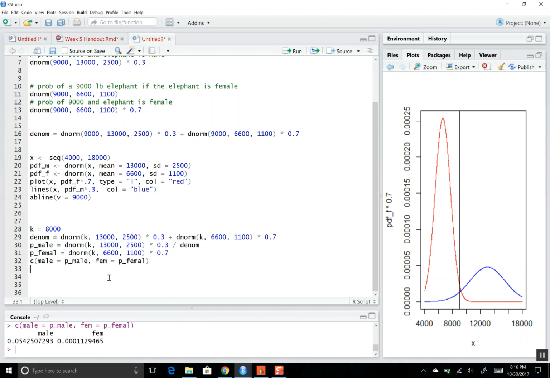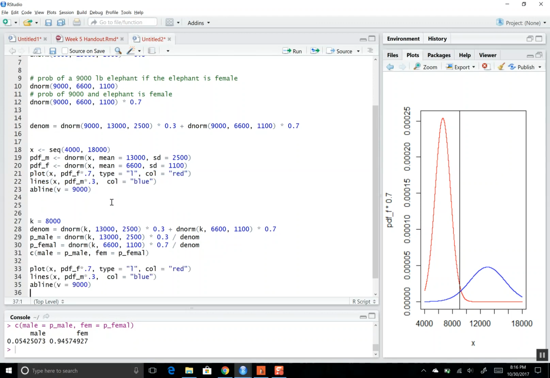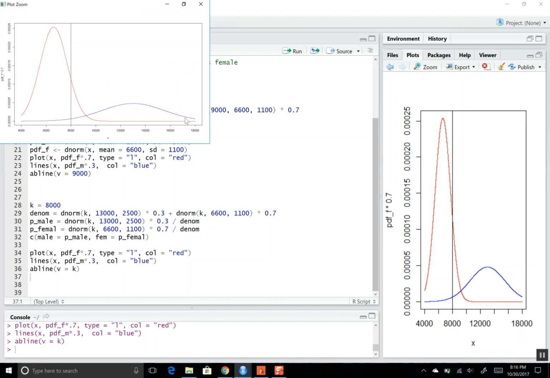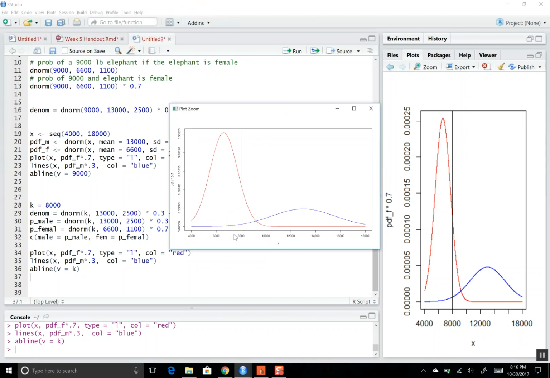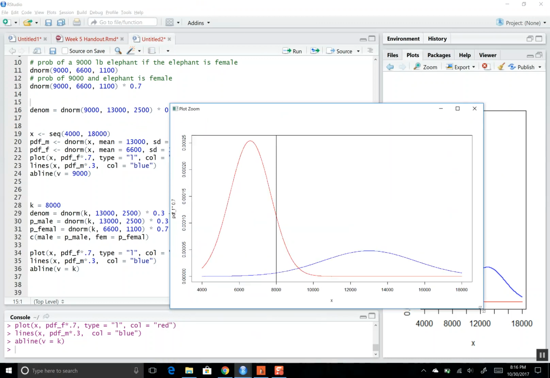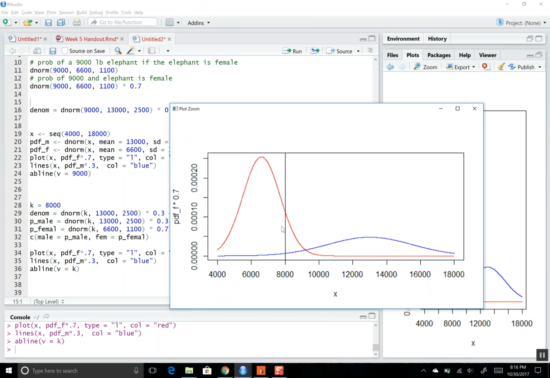okay, and so now, did I do something? Oh, I was wondering what happened there. Okay. Okay, so now if I stick in abline v equal to k here, yeah, we can see exactly that it is much more. Why does this look so much smaller? Okay, we can see that yes, it is much more likely to be female than it is to be male.